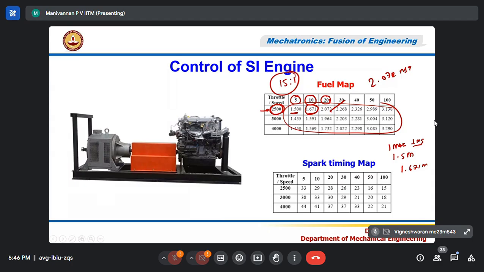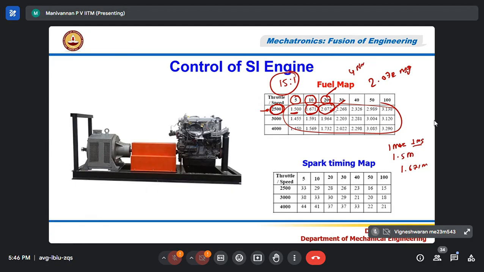Exactly, I don't know whether it was 15:1 or 15.5:1. That is what I wanted to maintain. Yes, 15:1, I maintained. So when I opened the injector for 2.072 milliseconds, my injector was injecting 2.07 milligrams. That gave something around 4 Newton meters of torque. So that is the maximum.